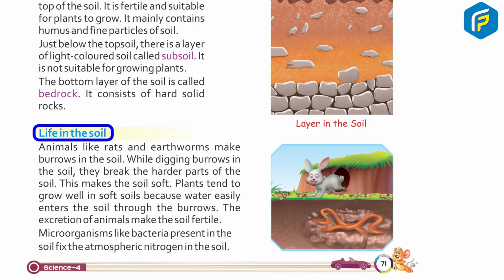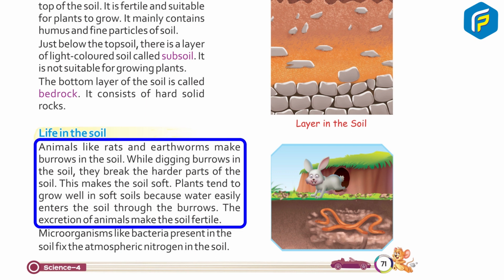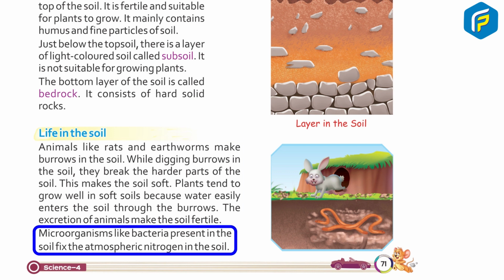Life in soil. Animals like rats and earthworms make burrows in the soil. While digging burrows, they break the harder parts of the soil. This makes the soil soft. Plants tend to grow well in soft soils because water easily enters the soil through the burrows. The excretion of animals makes the soil fertile. Microorganisms like bacteria present in the soil fix atmospheric nitrogen in the soil.